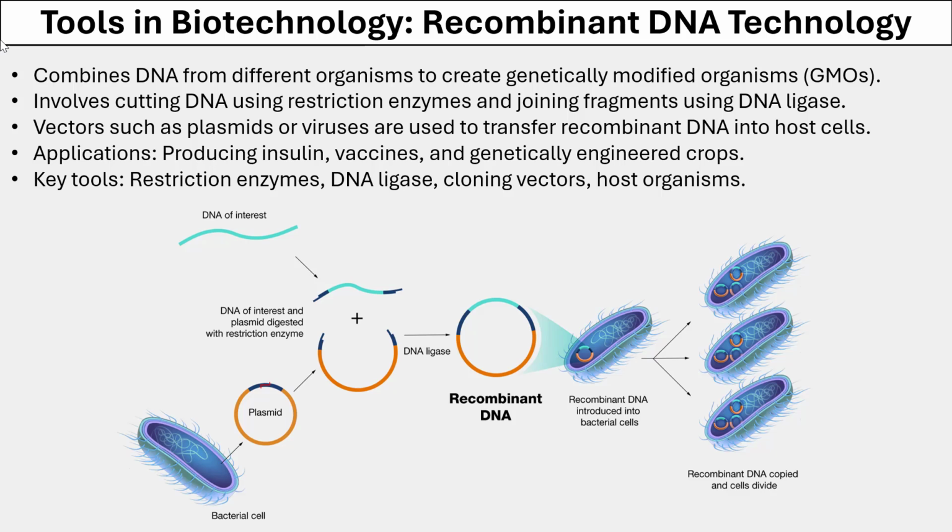Now, the applications of these techniques are that we are able to synthesize insulin, proteins, vaccines, and other genetically modified crops. And the key importance of this technique lies in the discovery of restriction enzymes, for which the scientists also received a Nobel Prize, and the availability of other important tools such as DNA ligase, cloning vectors, and the host organisms. So we are able to synthesize insulin in bacteria, but that insulin is used in human beings who lack the production of enough insulin, for example, diabetic patients.